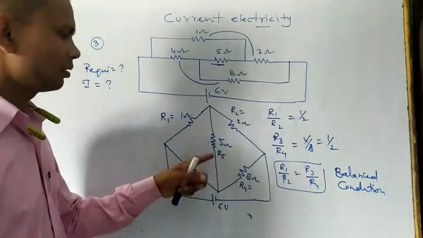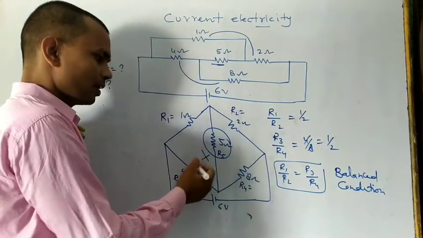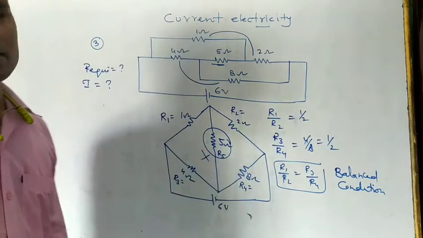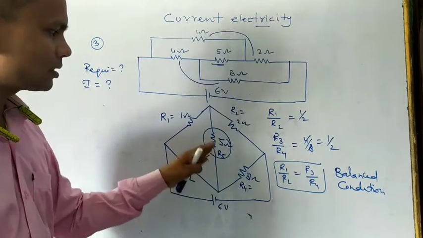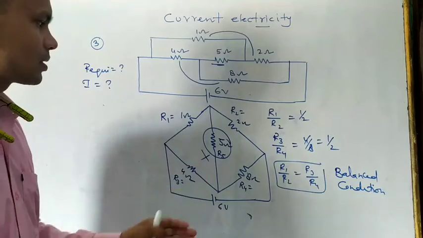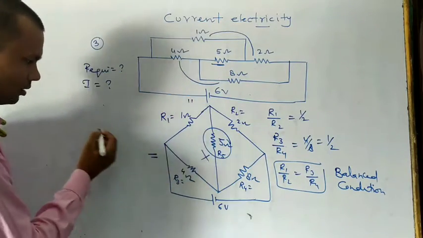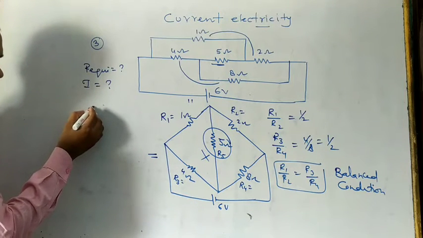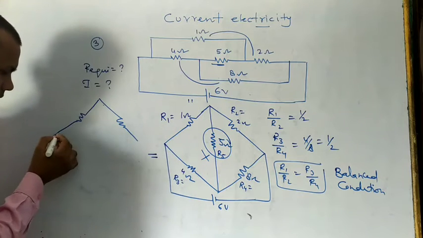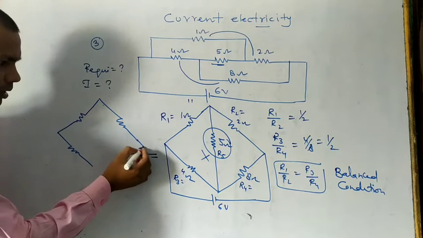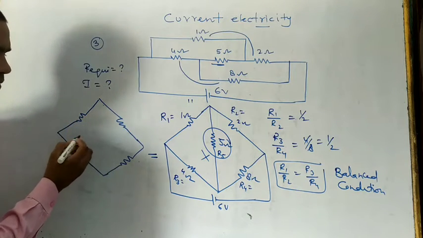If the bridge is in balanced condition, then there is no current flowing through this resistance, so we can neglect the 5 ohm resistance from this circuit, right? So when we neglect this 5 ohm resistance from the circuit, our circuit is reduced and becomes equivalent to this one. Here there is no meaning of this one.